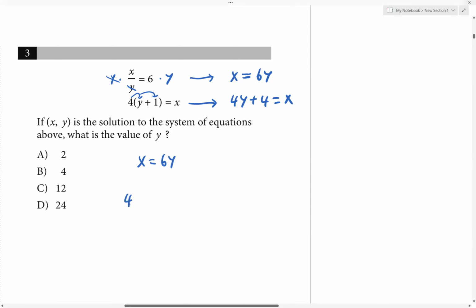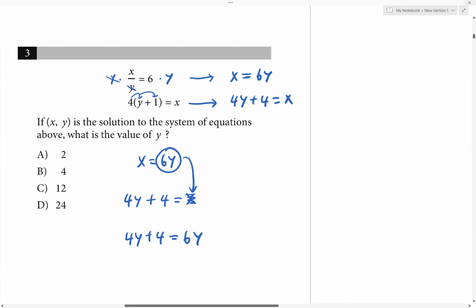So what we can do is go ahead and take our second equation here. And since we know x is equal to 6y, let's just plug it in where x is in the second equation. So that will do a substitution because we know x is equal to 6y. So we'll take 6y and replace the x here. Instead of saying 4y plus 4 equal to x, now we're going to say 4y plus 4 equal to 6y, because x is equal to 6y.